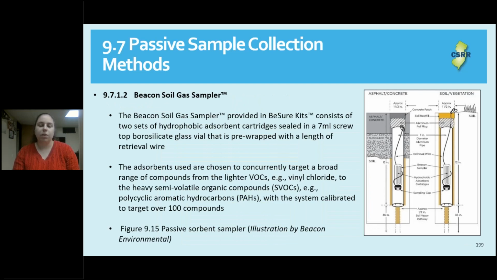So the other main type of passive soil gas sampler that can be used is the Beacon soil gas sampler, and they consist of two sets of absorbent cartridges contained within a glass vial. Some of the limitations to this type of sampler include that only 13 chlorinated VOCs were tested in the laboratory for validated uptake rates, and Graham's law of gas diffusion is used to calculate the uptake rates for other VOCs. However, all chlorinated compounds targeted by the Goresorber, which the Beacon uses, were included in the uptake rate study.